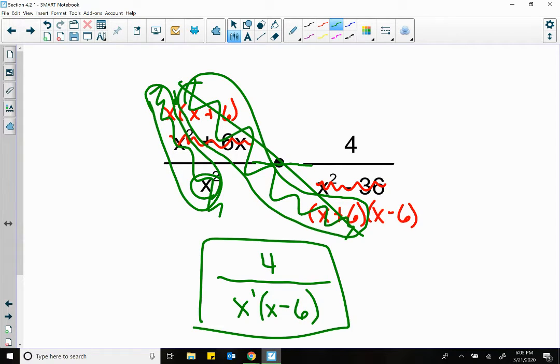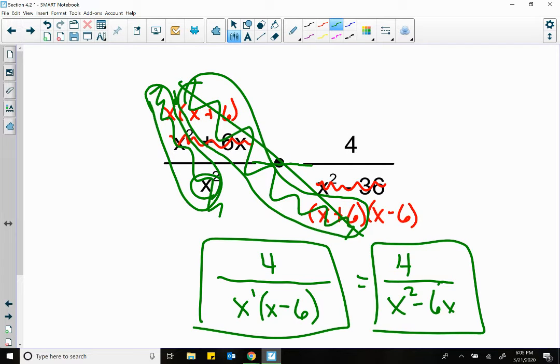And again, just like what I talked about in 4.1, if you really wanted to multiply all this out in the bottom, you can have an answer of 4 over x squared minus 6x. That is also a valid answer. Your call. And that's it. That's all there is to multiplying. Factor everything, cross stuff off, write down what's left. That's multiplying.